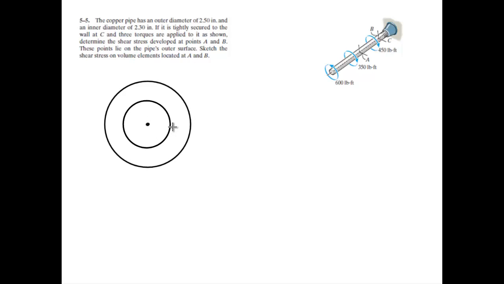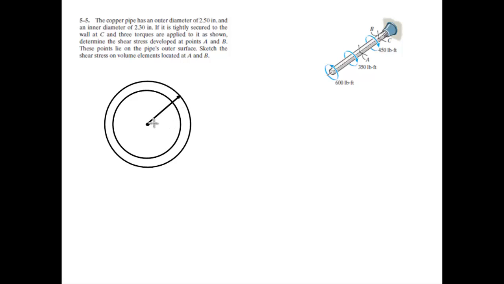Okay, this is 5.5. On this problem, I'm going to go ahead and draw what the cross section would look like. Draw a point, then draw a circle. That's the outer diameter. Now we'll draw the inner diameter like this, and then we're going to label what the radiuses are.